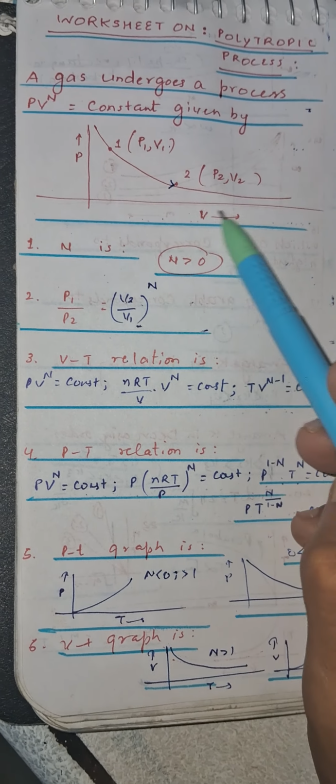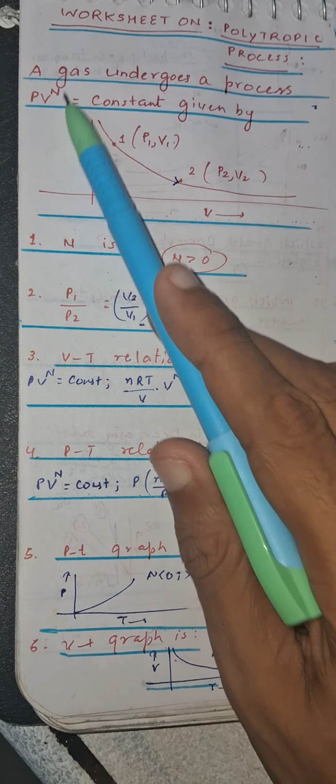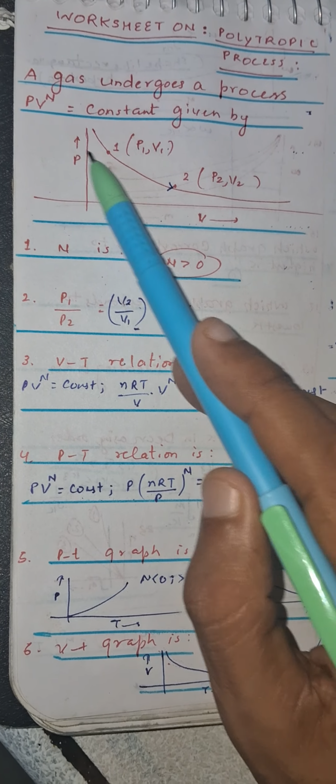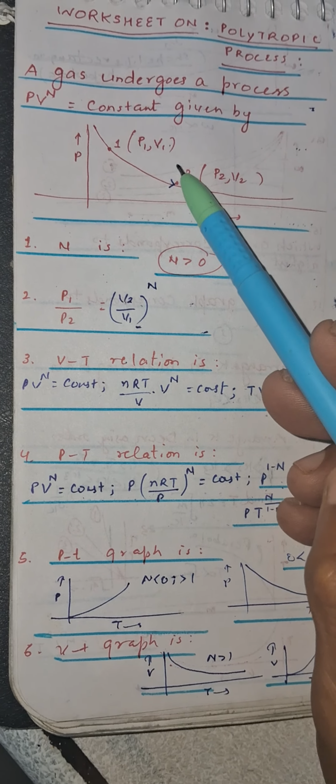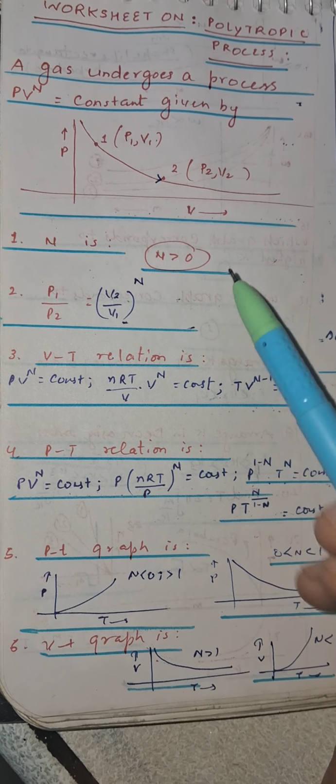As we can see from the graph, it is decreasing with V. So here n has to be positive, because if n is negative, P will be proportional to V squared, proportional to V. So with increase in volume, pressure will increase. But since it is decreasing, n must be positive over here.